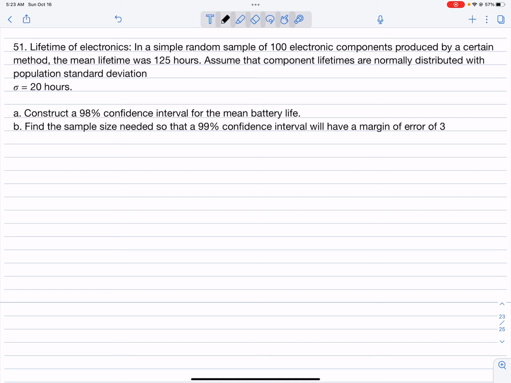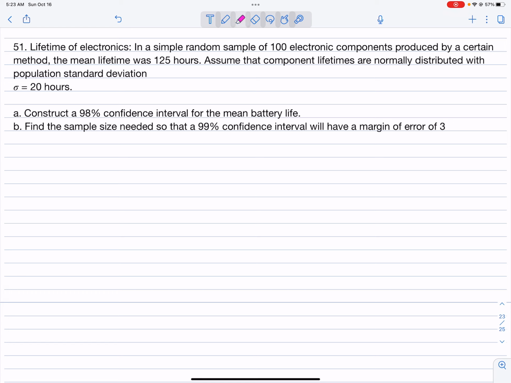Number 51. Lifetime of electronics. In a simple random sample of 100 electronic components produced by a certain method, the mean lifetime was 125 hours. Assume that the component lifetimes are normally distributed with population standard deviation sigma 20 hours. A. Construct a 98% confidence interval for the mean battery time.